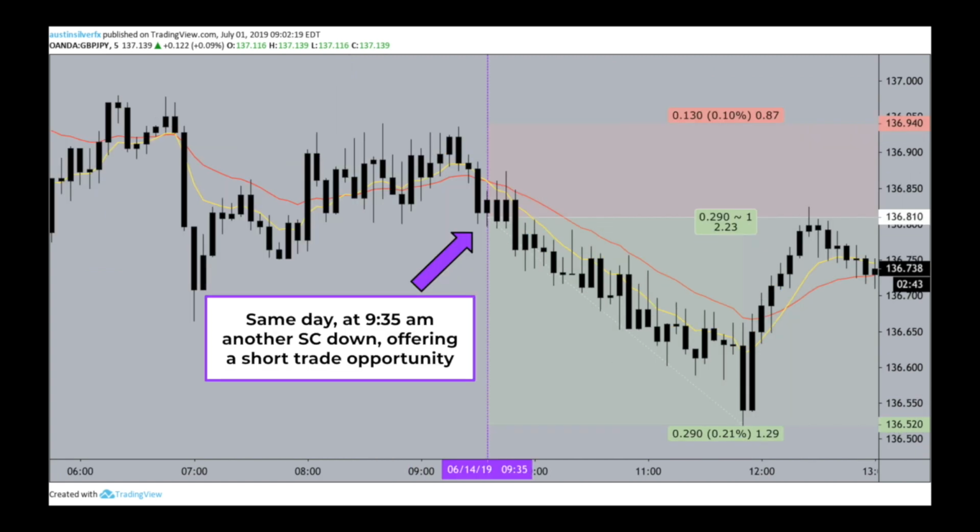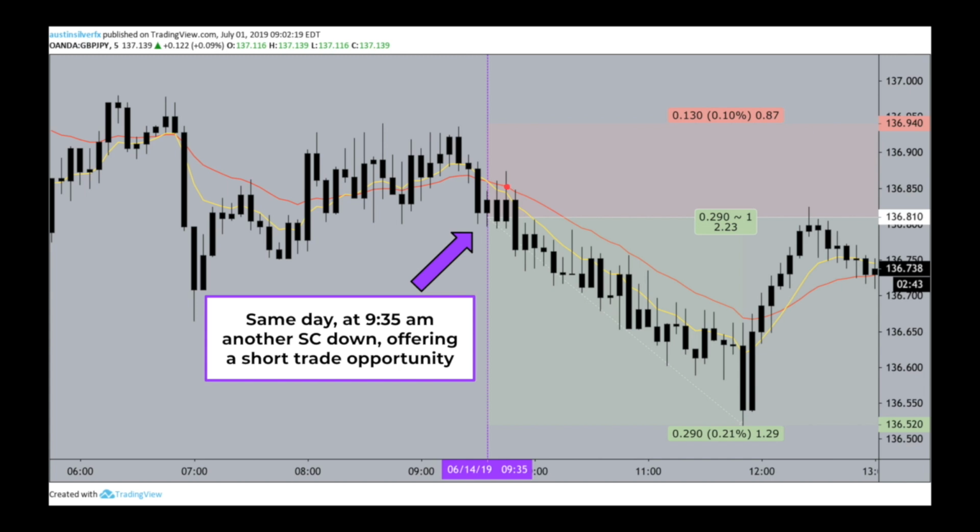Here on the 14th, same day, just a little bit later, this is at 9:35 in the morning. You get the downshift through the 21 and the 8. You're short biased. Again, there's an ascending trend line you can see right here. Small little triangle formation, right? That triangle formation is broken to the downside. And what does it do?